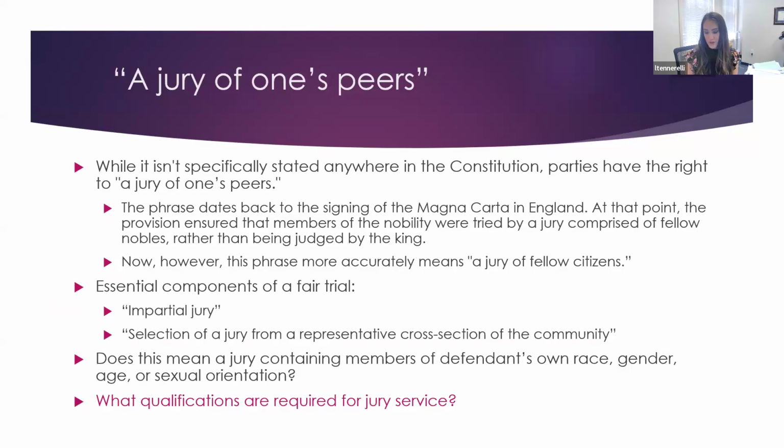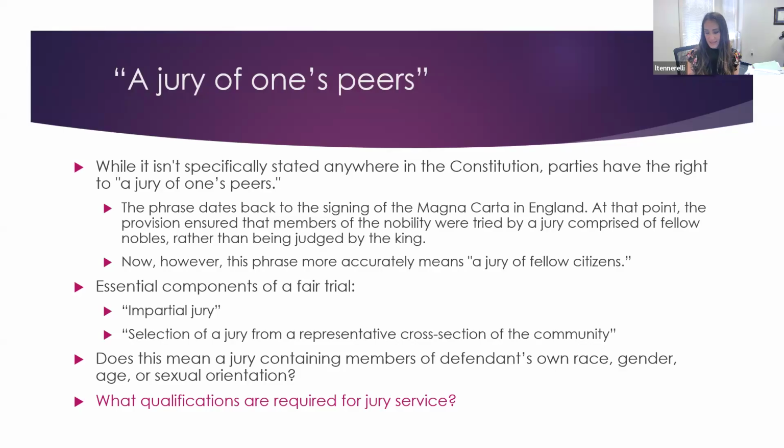So there are two basic parts of jury selection. The first is called the venire, and that means who is called into the court, who is summoned, who might potentially be part of the jury. And the second part is called voir dire, and that's of those people in the venire who is actually selected. So for the venire, they have to be drawn from a representative cross-section of the community.